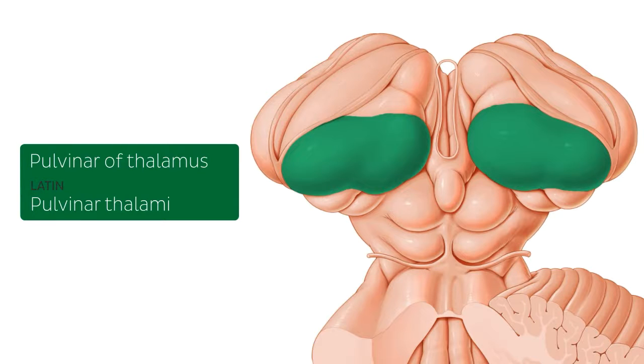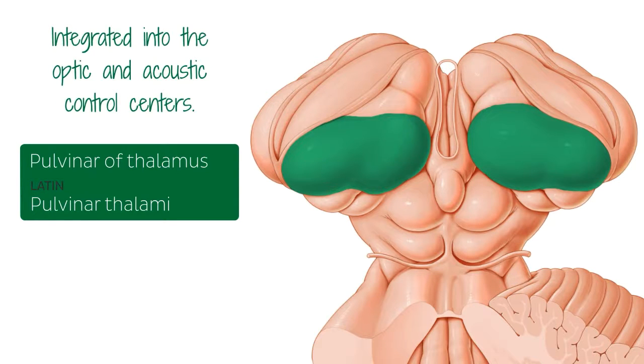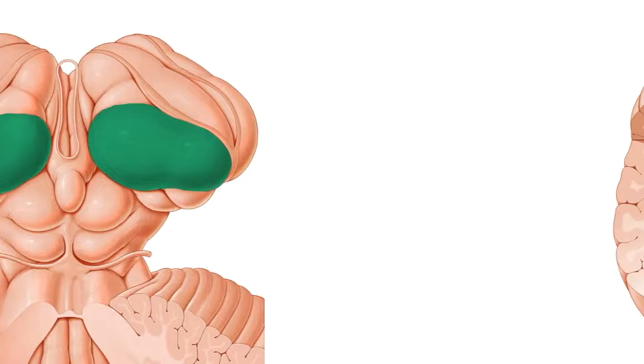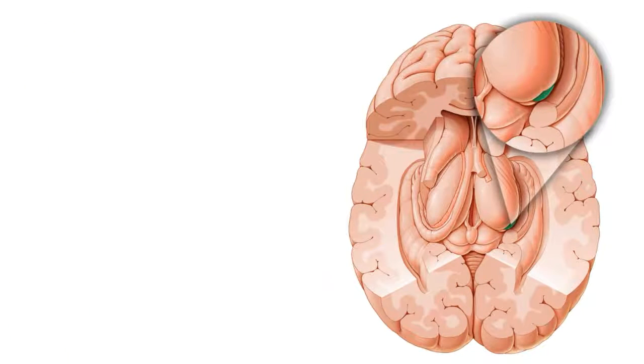It is integrated into the optic and acoustic control centers, and it makes reciprocal fiber connections with the cortex of the parietal lobe and the dorsal temporal lobe. It also receives afferent fibers from the lateral geniculate nucleus and possibly from the medial geniculate nucleus as well. It is important to keep in mind that although the pulvinar receives many intrathalamic inputs, its functional significance is not fully understood.